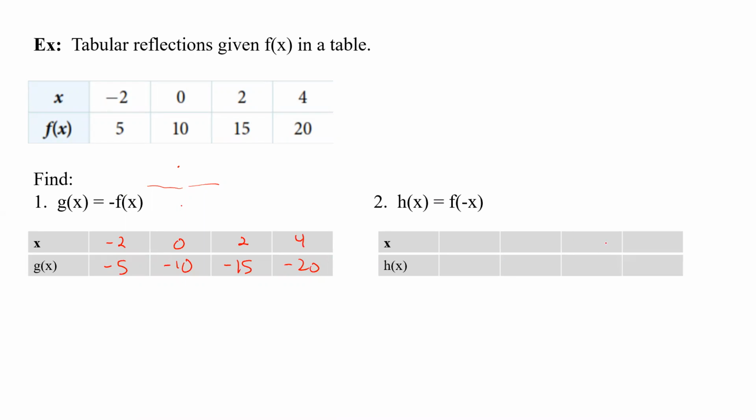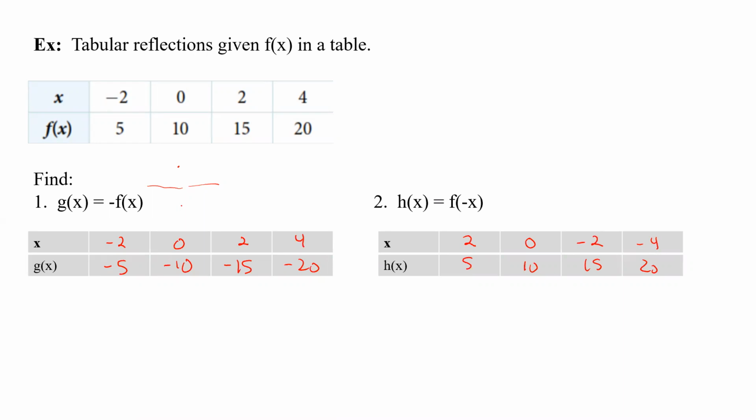Now this one is going to be a horizontal shift because we're changing the inputs. And so that means our outputs basically stay the same, but our inputs are different. So this means 5, 10, 15, 20, those stay the same, but our inputs become the opposite. So that -2 becomes a +2. The 0, well, that's still 0. Then +2 becomes -2, and 4 becomes -4, okay?